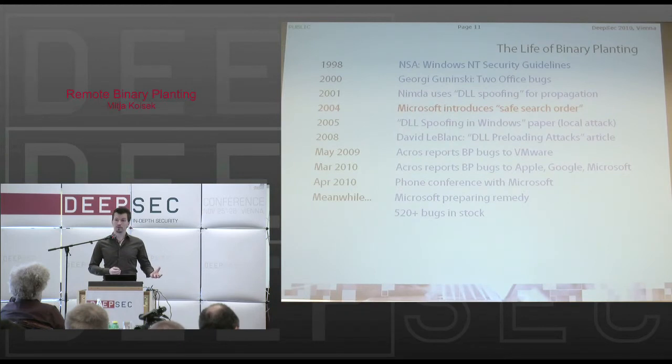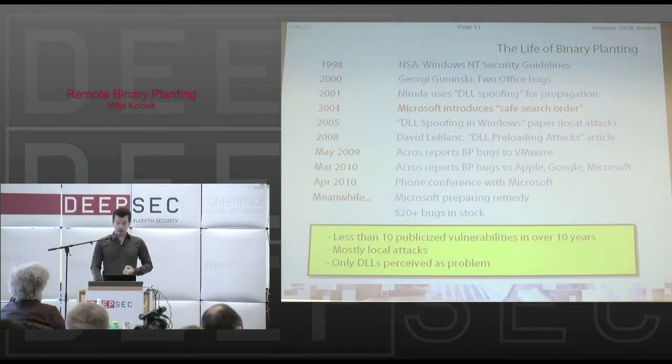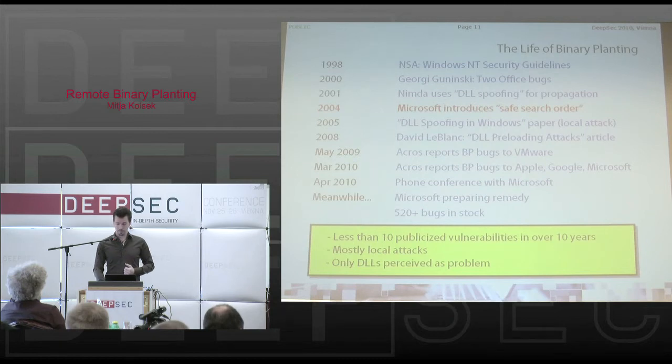So we approached Microsoft and gave them an opportunity to familiarize themselves with our research and to get a feeling of how ubiquitous this problem really is and start working on some remedies. So they did. In over 10 years of the public existence of this vulnerability, we were able to find less than 10 public reports of this type of vulnerability. So it was really not widely known. It was mostly considered to be local instead of remote, and only a part of the problem was being understood.